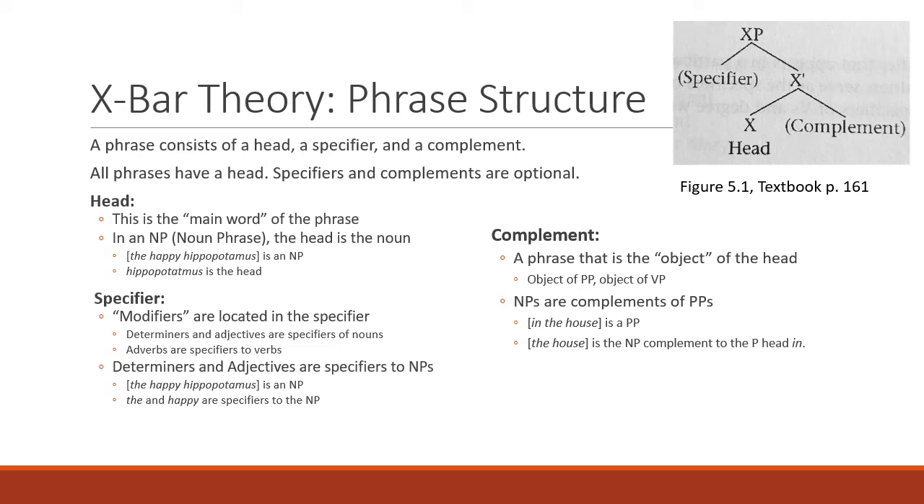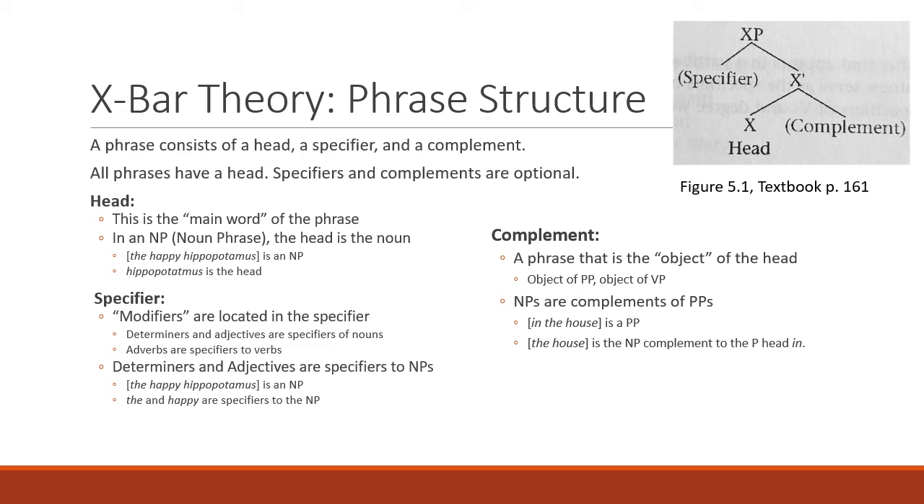So determiners and adjectives are specifiers to NP. In the happy hippopotamus, hippopotamus is the head, and the and happy are both specifiers to NP. The complement is optional. So some phrases take complements and some don't, and some of them have to. Some are not optional because, like in verb phrases, there are certain verbs that have to have complements after them, like we showed you with the transitive and the ditransitive verbs.